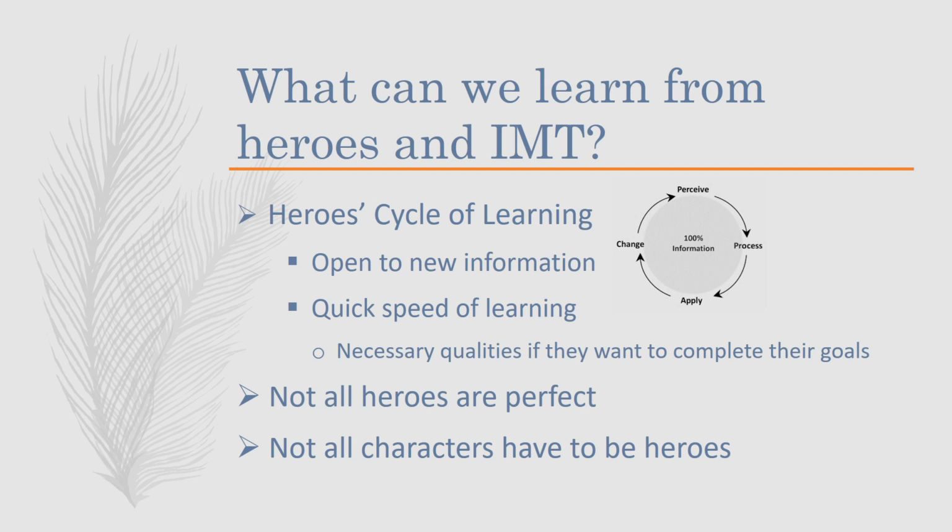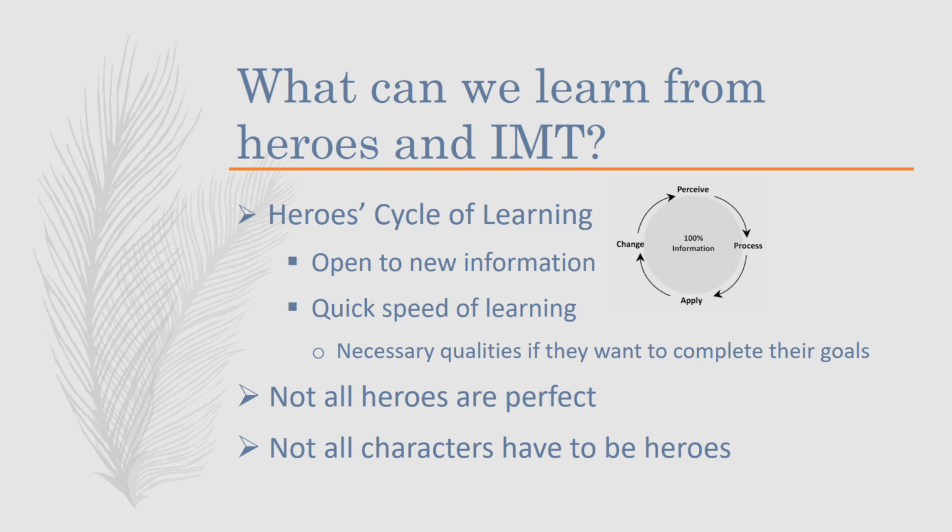So what can we learn from heroes in IMT? Well, first, as I've said throughout the last two slides, the cycle of learning for a hero is faster, allowing them to process and apply information more quickly. So since they have a quick speed of learning, they're able to complete their goals more efficiently than some others may. And so being type A, they're able to become role models in a way for other people who are going through this experience.